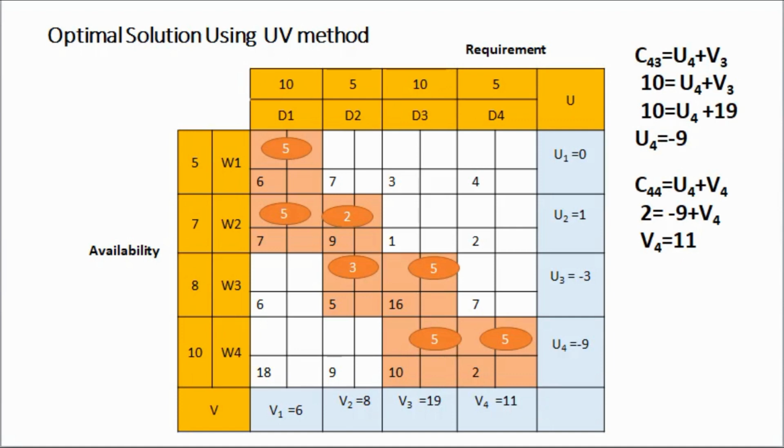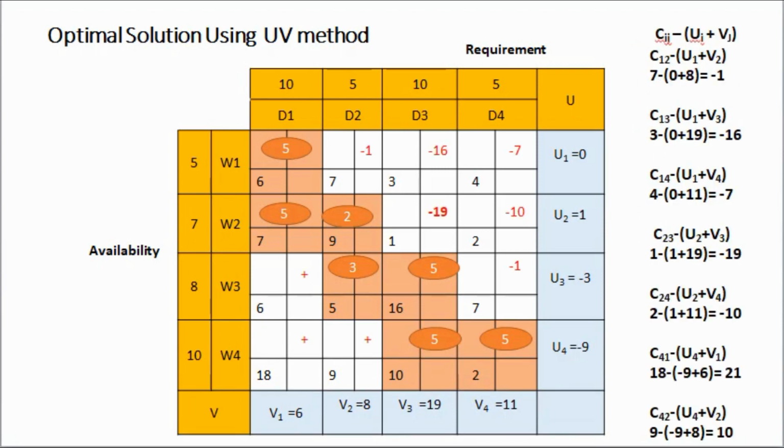Now for the non-basic cells, we compute the net evaluations. The net evaluations are nothing but Cij minus (Ui plus Vj). For the first non-basic cell, W1 D2, that is C12, the first row, second column, C12 is 7. So 7 minus (U1 plus V2), that is 7 minus (0 plus 8), is equal to minus 1. Similarly we calculate for W1 D3 the net evaluation, which turns out to be minus 16.